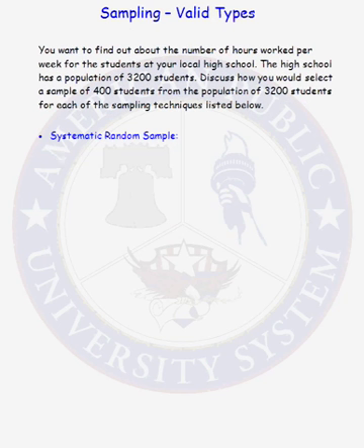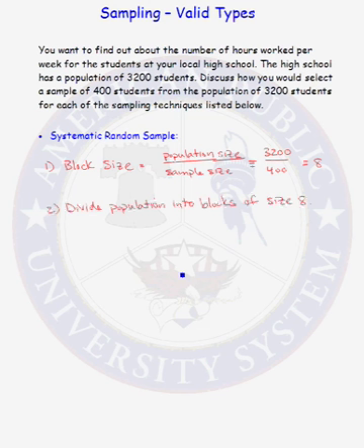The first thing we must do in a systematic random sample is determine our block size. Our block size is equal to the population size divided by the sample size, which is 3,200 divided by 400, which equals 8. Our block size is 8. The second thing we want to do, now that we know our block size is 8, is divide the population into blocks, and each block should be of size 8. Then we should label individuals in each block from 1 to 8.